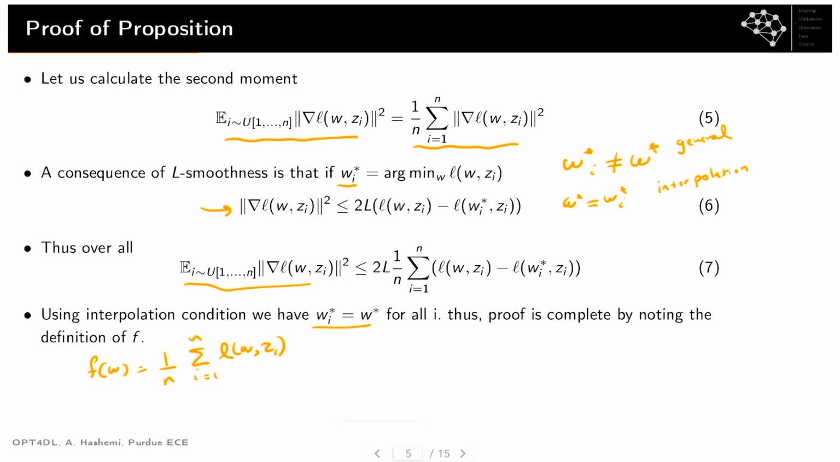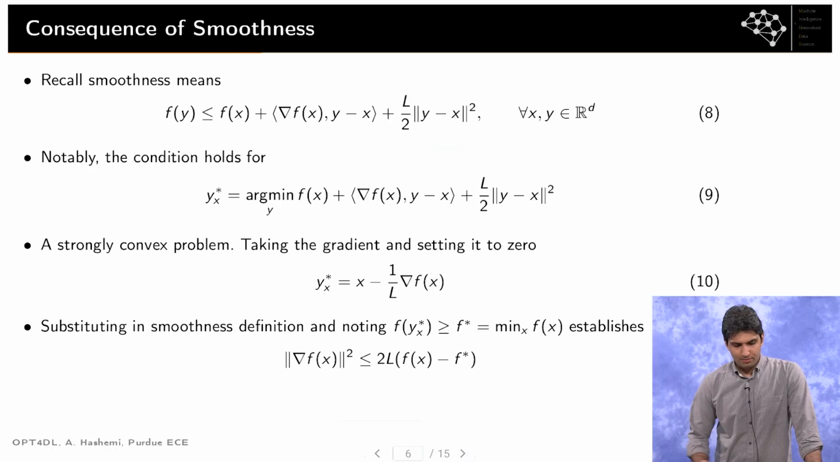Again, we just established that thanks to interpolation, the second moment of our stochastic oracle, which is trivially a bound on the variance, is itself bounded by the suboptimality gap. As the algorithm makes progress, the variance reduces, and we can leverage this to get faster rates for the convergence of SGD and its variance. Okay, so that's the proof of the proposition.